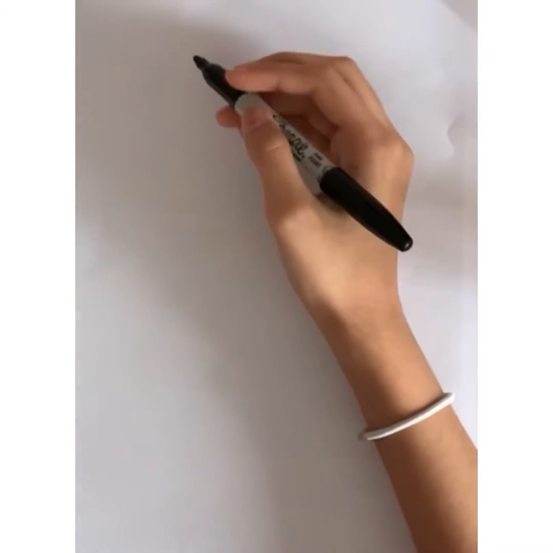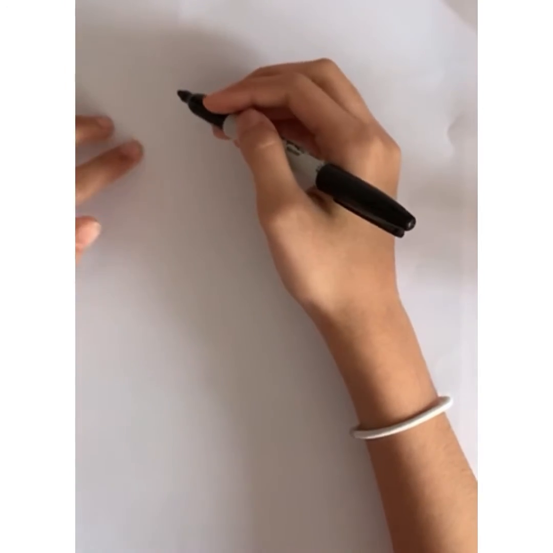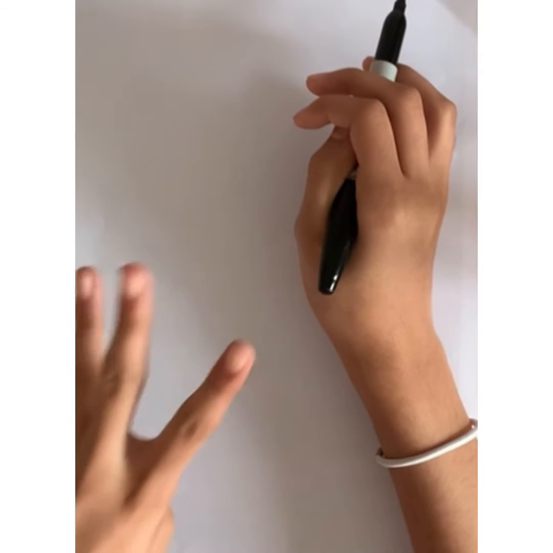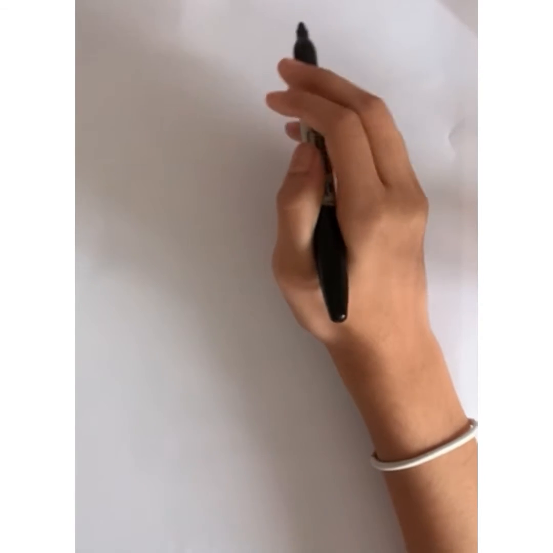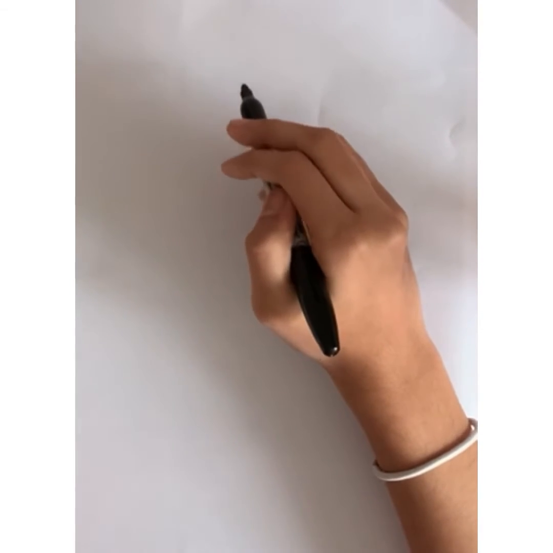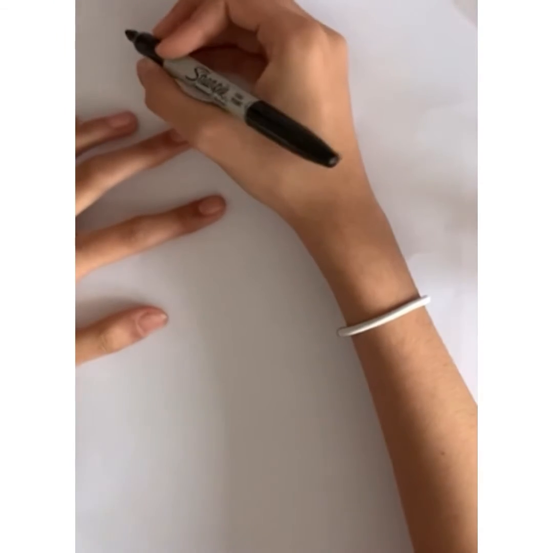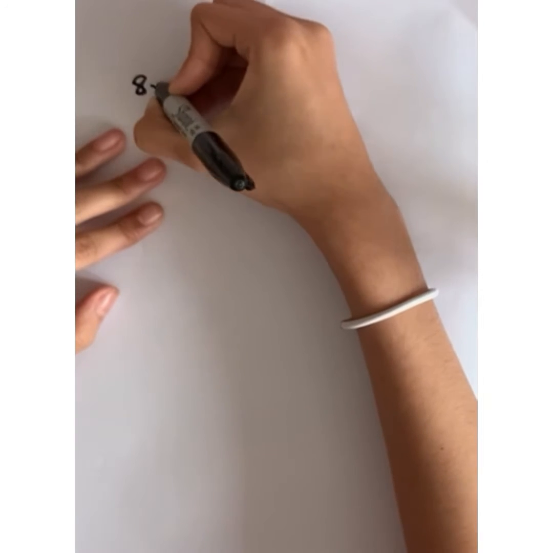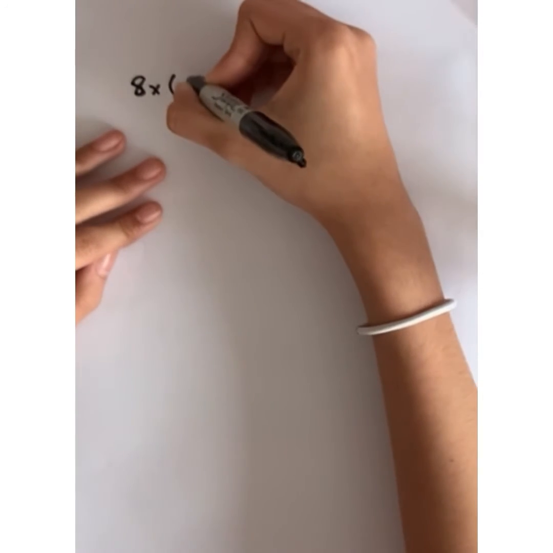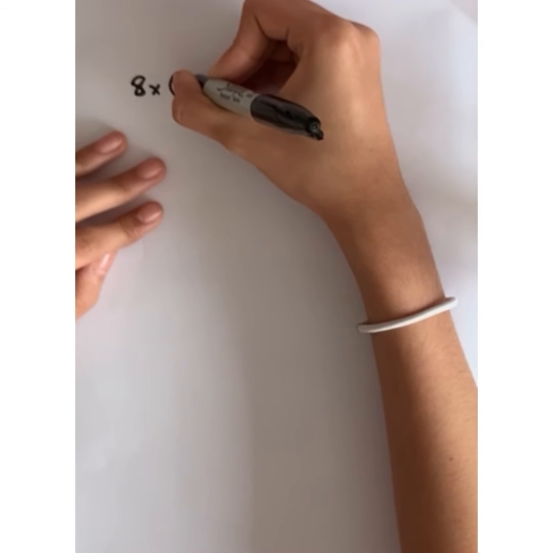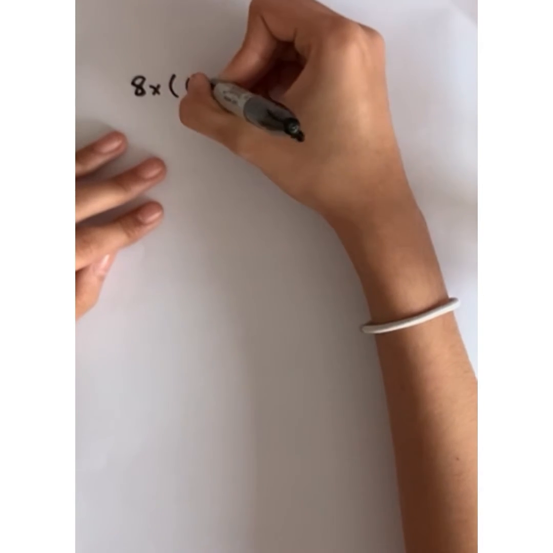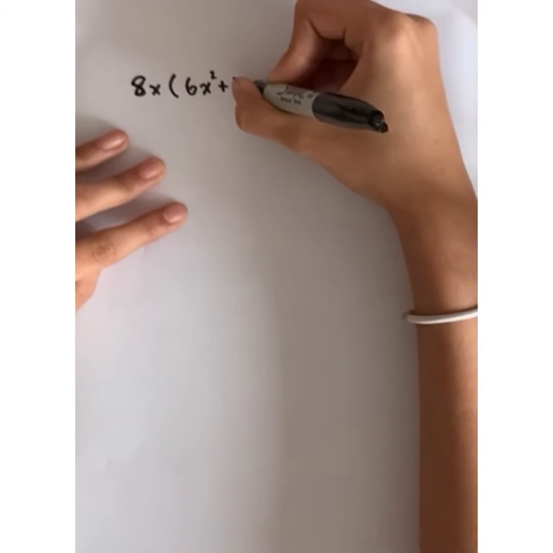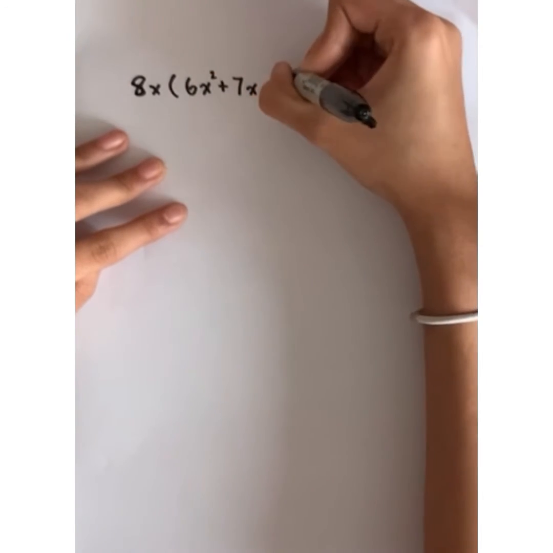But yeah. So now we're gonna work on how to do binomial times trinomial, which, as you remember, binomial has 2 terms, trinomial has 3 terms. So let's start off with something simple. Monomial times trinomial. We have 8x times, let's go with something nice and simple, 6x squared plus 7x plus 3.